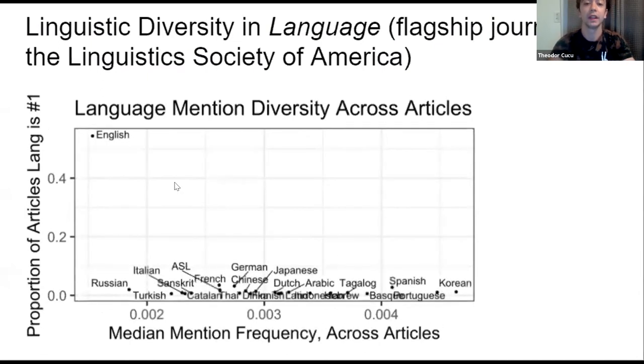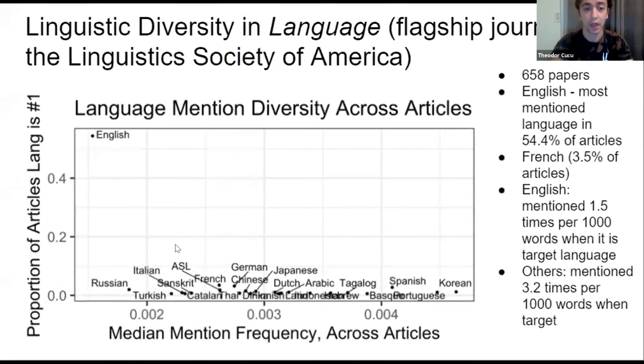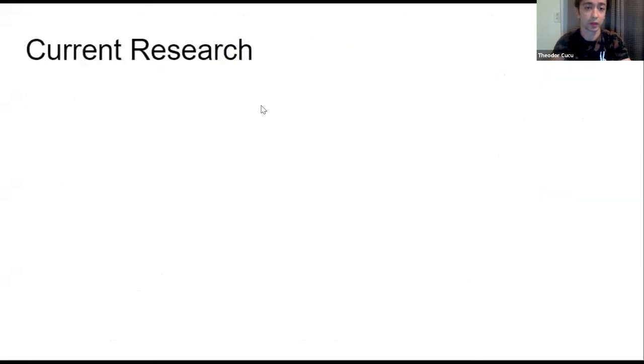And we found that English is, again, by far the most mentioned language in the journal. In fact, it's the most frequently mentioned in over half of the articles, with the next closest one being French, with only about 3%. And strikingly, when English is the most mentioned language in an article, it tends to be mentioned significantly less often than when another language is the dominant language, which creates this clear separation between English and all other languages, which we found illustrates the bias that we were talking about.